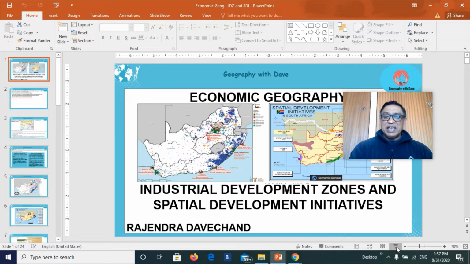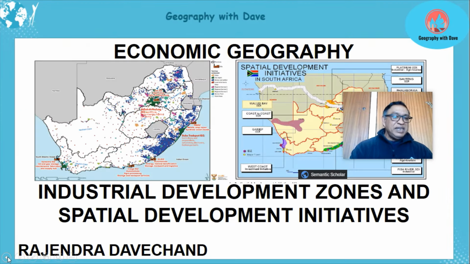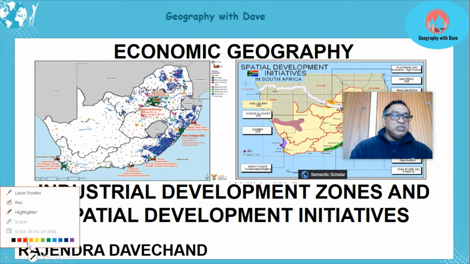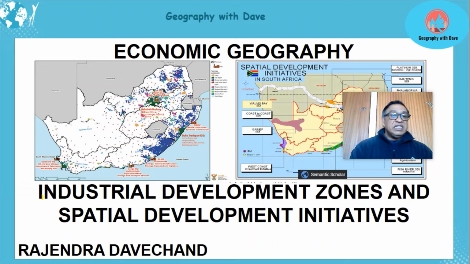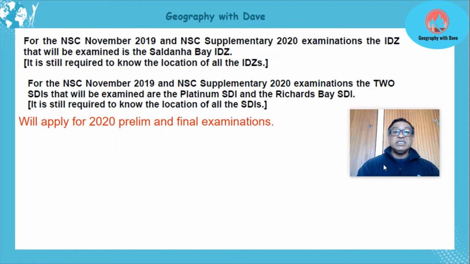Today we're looking at economic geography. All right, and we're going to look at the concepts of industrial development zones and spatial development initiatives. Those are the two concepts we're going to look at. And as usual, let us look at the curriculum and what it states.